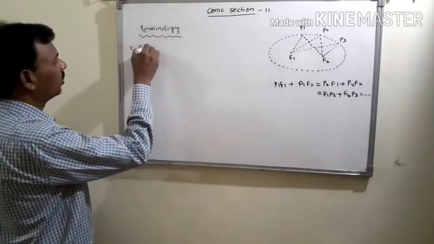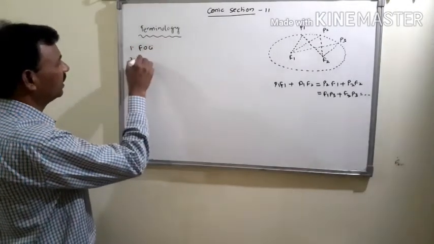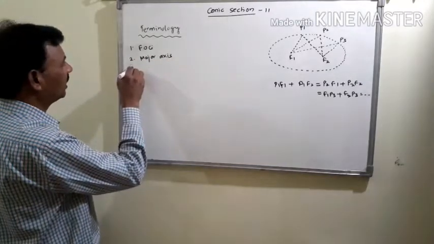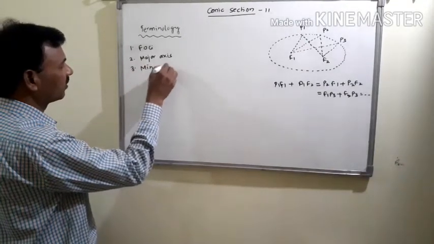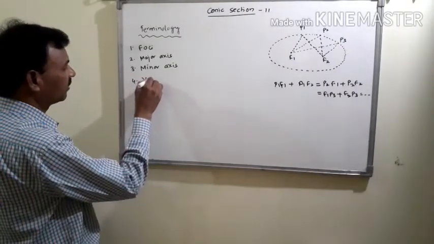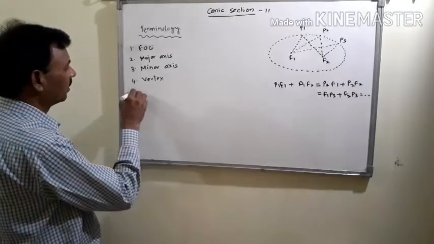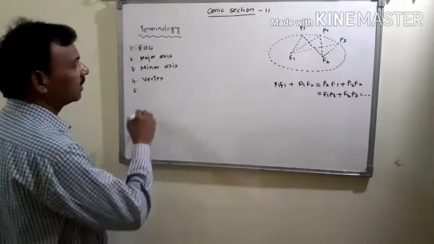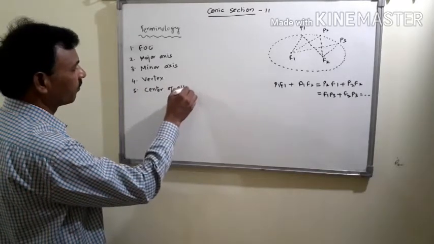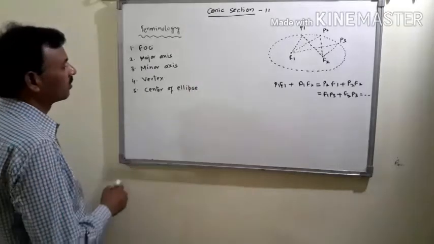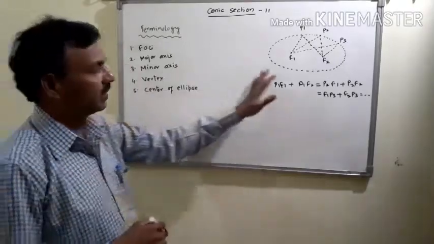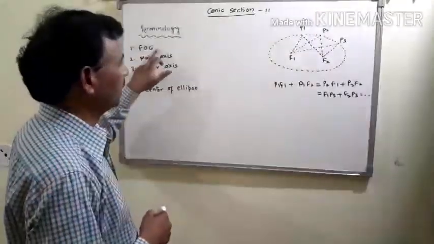First is foci, second is major axis, third is minor axis, fourth is vertex, fifth is center of ellipse. Now we will discuss them one by one in this figure. First, what is the foci?